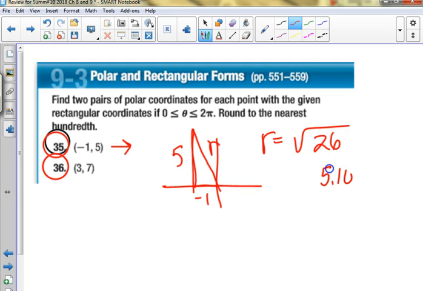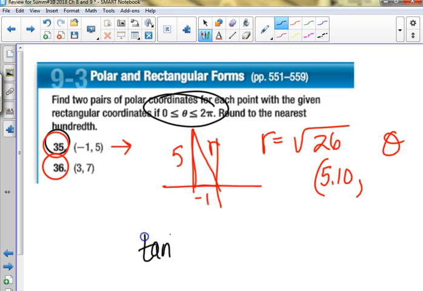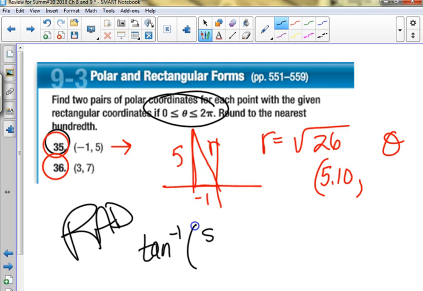Okay, that's r. Then I need theta. Here's the hard part, guys. What does it want theta in? Radians. So you need to do inverse tangent in radians of 5 over -1, and then you have to make sure it's in the right quadrant. Yep, this one you need to be in radian mode.